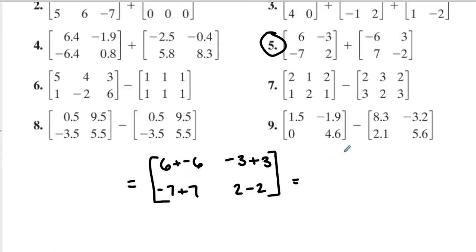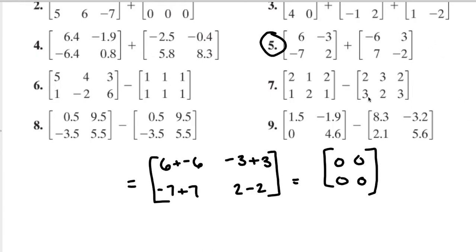Okay, so 6 plus a negative 6 cancels out, gives you 0. Negative 3 plus 3 gives you 0. Negative 7 plus 7 is 0, and 2 minus 2 is 0. Well, look at that. There you go. So that would be what you do with the addition subtraction.